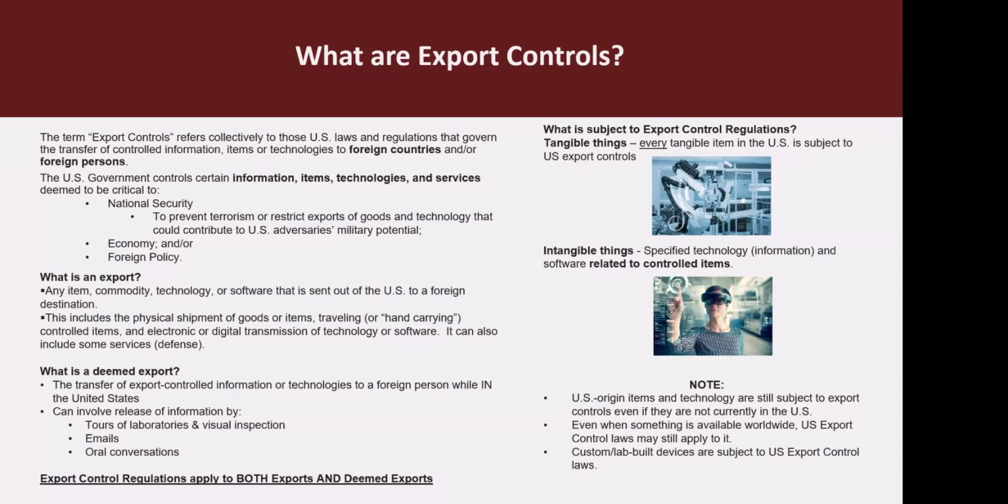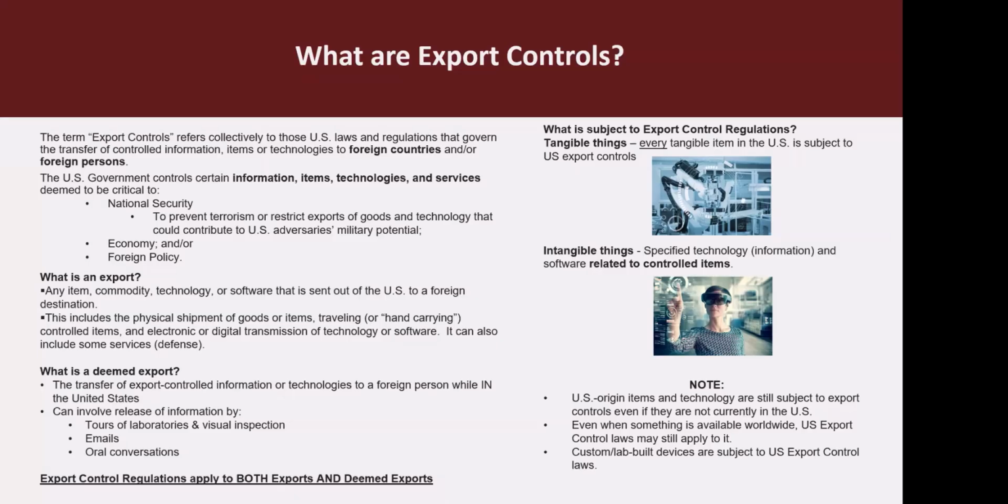And an export is any item, commodity, technology, or software that is sent out of the US to a foreign destination. This can be done by mailing something, or by hand carrying something in your luggage on an airplane. In some cases, it can be providing services to people, like military training or something along those lines.